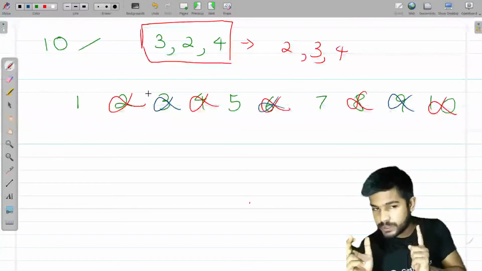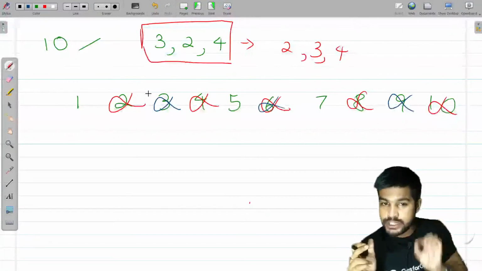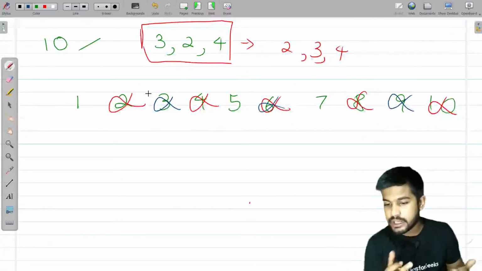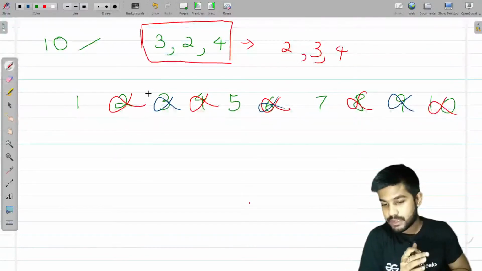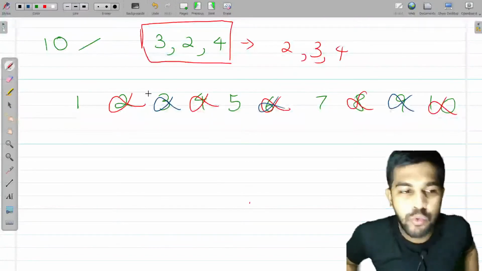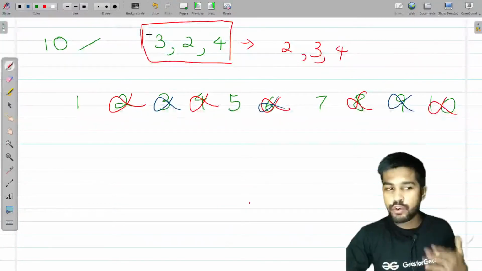Now one person asked why it gives TLE. It would give TLE because we need to check. Suppose it has already been marked, so we know that the multiples of that would already be marked. Okay. So now we would be moving on to the implementation.